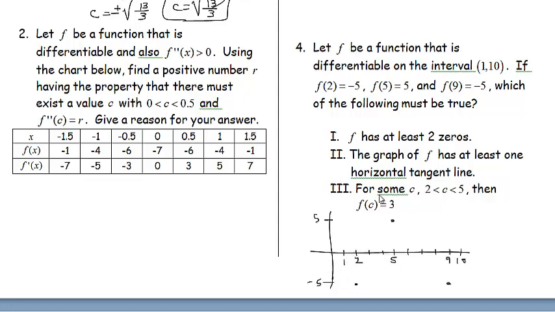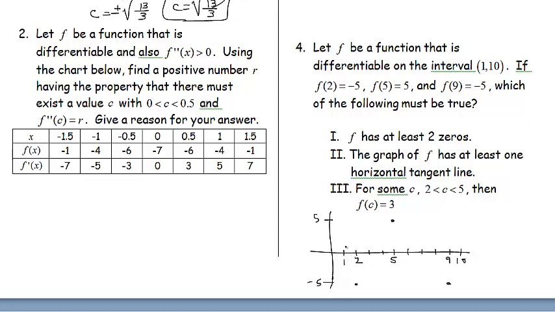All right, so I've got the grid here from 1 to 10. I've plotted the three given points, (2, -5), (5, 5), and (9, -5). And going back, paying attention to what you're told, it tells me that the function that contains these points is differentiable. And that's real critical. If they told me that the function was continuous, but they didn't say differentiable, I'm purposely going to draw a sharp turn or a vertical tangent, something kind of strange. But it is differentiable, so it has to be a smooth curve.